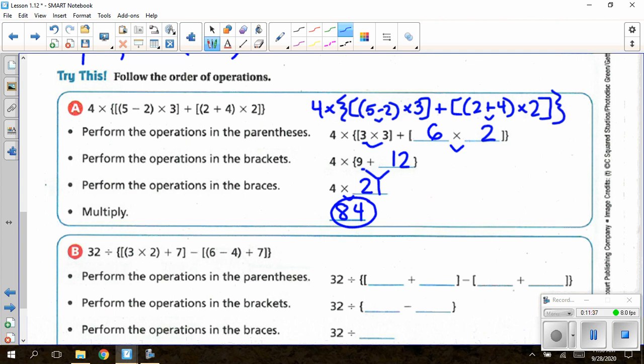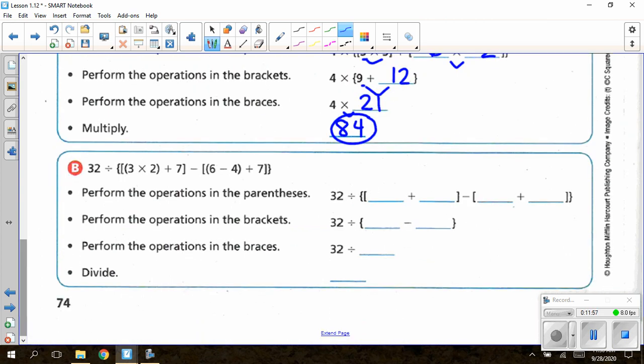So as you are solving expressions that have all 3 grouping symbols, please, please, please make sure that you are writing everything down that you are not using, so that nothing is lost as you are working.